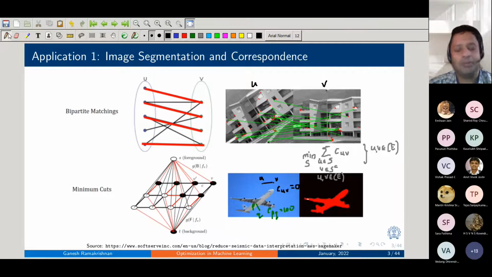Some of you have taken an algorithms course. You have heard of the Ford-Fulkerson algorithm, and you know that there is an entire area of problems called maximum flow. So you could formulate this matching problem, where you're trying to find the correspondence of pixels in U with V, as a max flow problem. Any suggestions how you do that? I've given you an example of the cut. How do you formulate the bipartite matching as a max flow problem? Anyone?